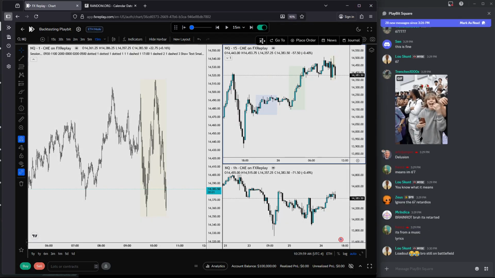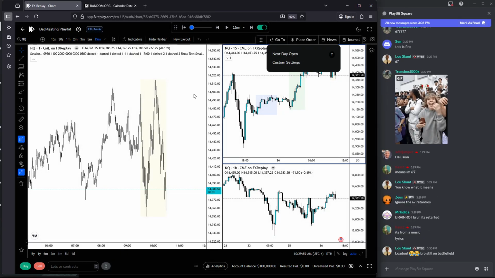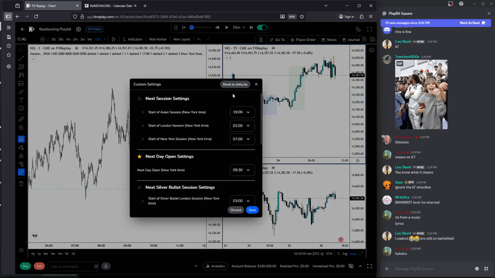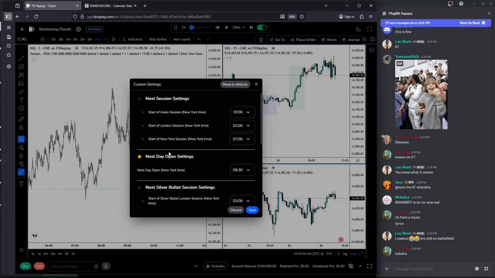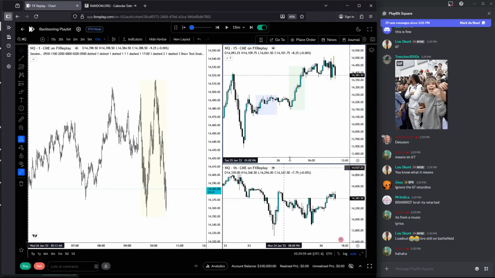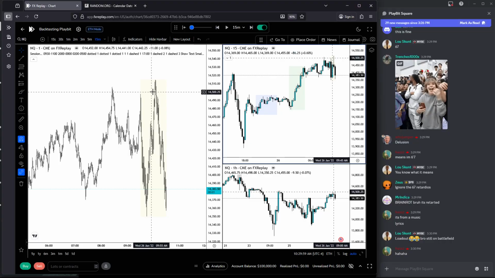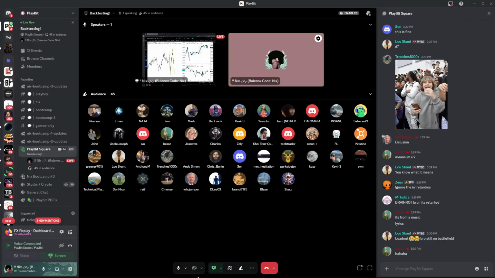Here in settings, above this is essentially how you directly go to the next day New York session. To do that, go to custom settings, unstar everything here, and only star next day open settings. You can either set it to this and then set the time to 9:30, but I just use next day open, which I set to 9:30. That's all you need to know. When you click on this, it's going to take you to the next day New York.